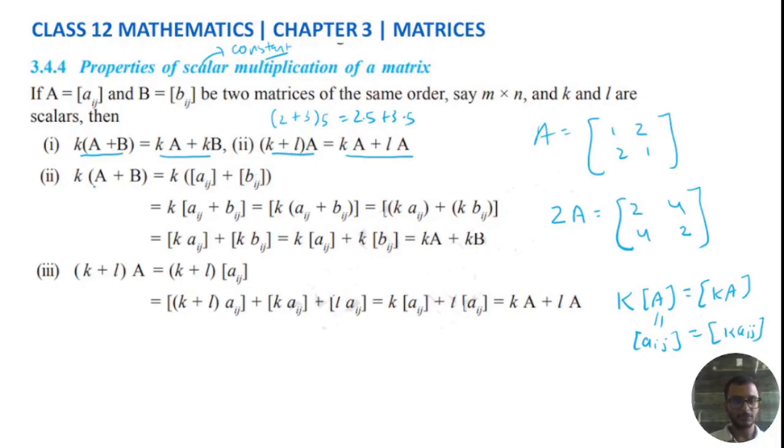So next is, okay, they have given the proof of this: K into A plus B is equal to KA plus KB. You can see that they have proved both of these. Okay, let's move to the next. If you want to see the proof, you can see it, but I don't think it is necessary.